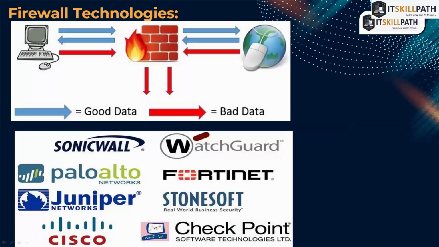There are many firewalls in the market. Simply, you can see there is a user trying to access some application, so it checks whether it's good data or bad data. If good data, it will allow; if bad data, it will block. There are many firewalls in the market like SonicWall, Palo Alto, Juniper, Cisco, Fortinet, WatchGuard, Checkpoint.